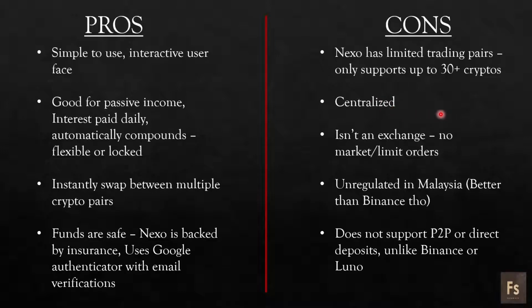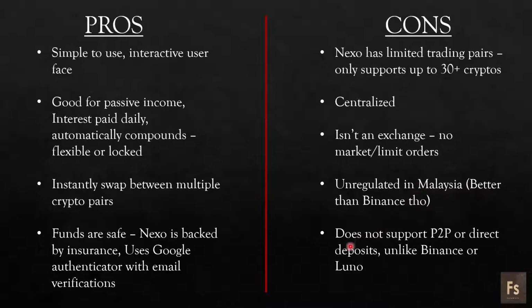Why isn't it an exchange? It's because Nexo has no market or limit orders. You can't be like, oh, I want to sell BTC for $50,000 in Nexo. You can't set a limit order there. And Nexo only supports limited trading pairs, up to 30 plus cryptos only. But I think it's more than enough. It's also unregulated in Malaysia. Better than Binance though. Binance is outright banned.